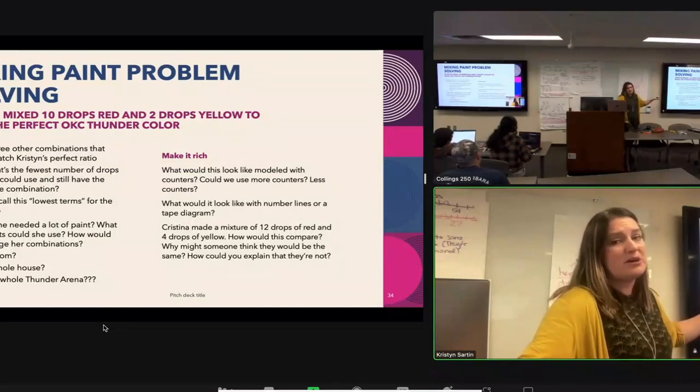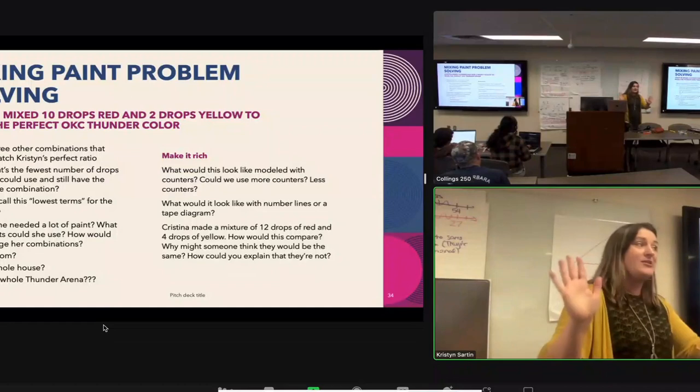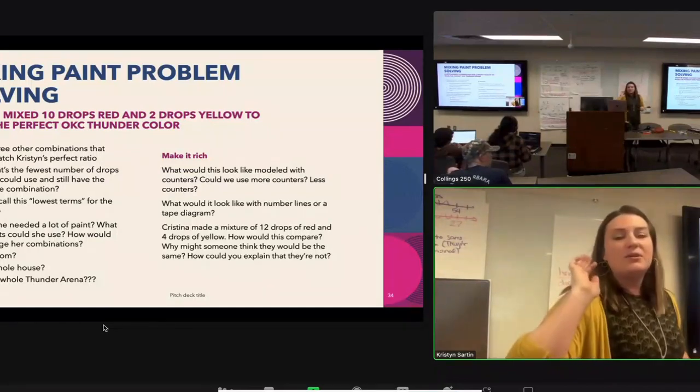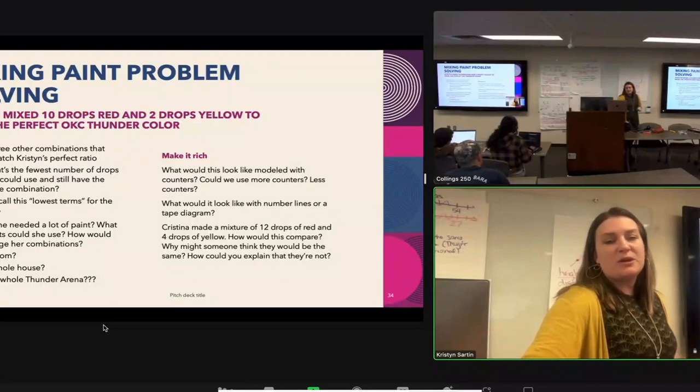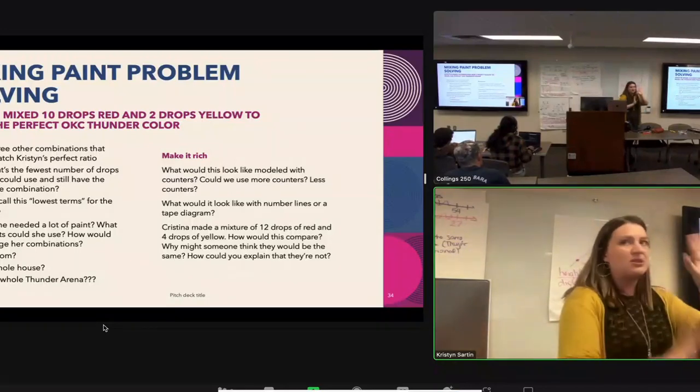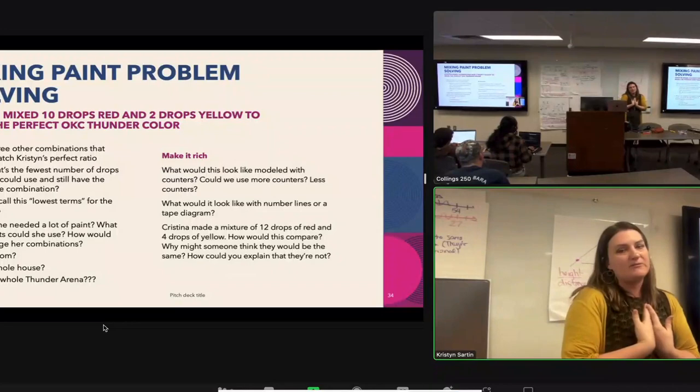Okay, so we could use counters to model that. That's why I picked orange, because there's red and yellow. We have red and yellow counters. What it would look like with number lines or a tape diagram. Christina made a mixture of 12 drops red and 4 drops yellow. So how's her mixture going to compare to mine? Is it going to be the perfect orange? How do you know?